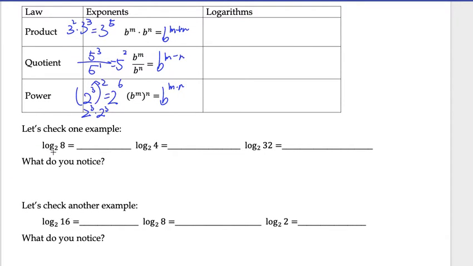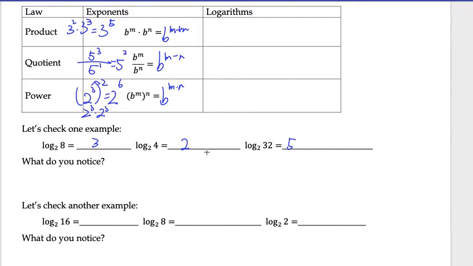So for example, log base 2 of 8. Whenever we write down a log, we are asking this question: 2 to what power is 8? Remember, log is always looking for exponents. So 2 to what power is 8? 3. And log base 2 of 4: 2 to what power is 4? Which is 2. 2 to the second power is 4. Log base 2 of 32 is 2 to what power is 32? If this number is a little bit bigger, you can just keep multiplying 2 to see what the answer is, which is actually 5.